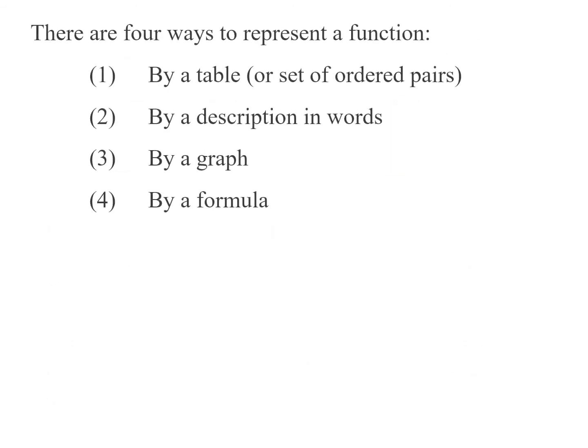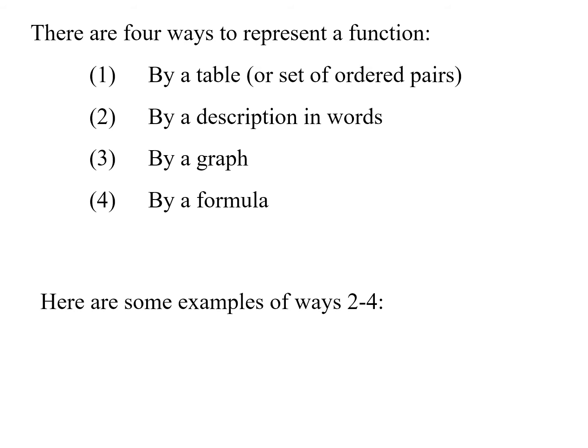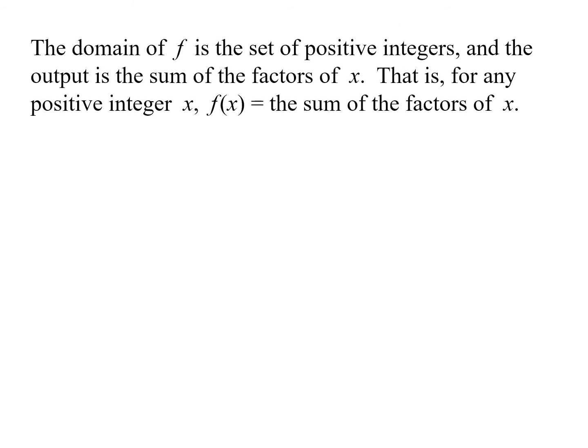There are 4 ways to represent a function: by a table or set of ordered pairs, by a description in words, by a graph, or by a formula. Here are some examples of ways 2 through 4. Here's a function defined in words. Its domain is the set of positive integers, and the output is the sum of the factors of x. That is, for any positive integer x, f(x) is equal to the sum of the factors of x.